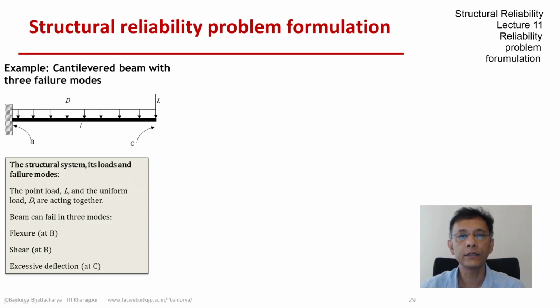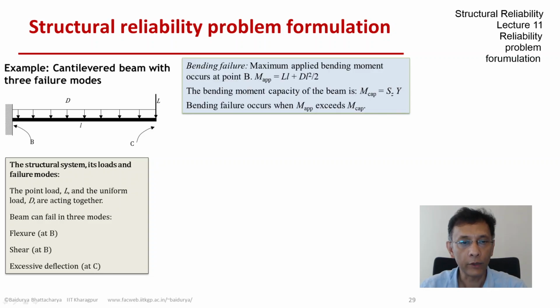Thus, although this is a distributed structure, we have reduced the scope of the problem considerably by using our understanding and our experience, and focusing on just two critical locations: point B for flexural failure, point B again for shear failure, and point C for deflection failure. So we are not going to look at all the other cross sections throughout the length of the beam. Now let's take a look at these three limit states one by one.